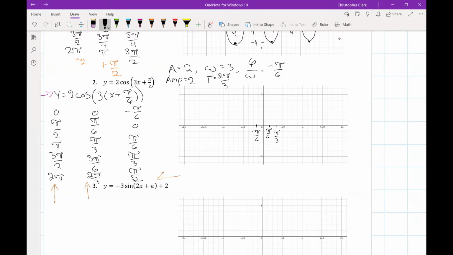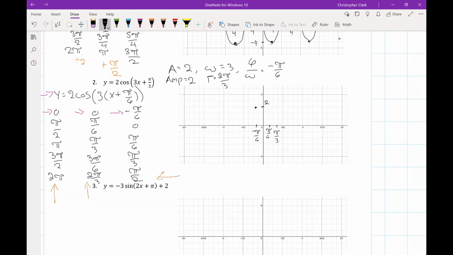So let's look at our first point, 0. Cosine of 0 is normally 1, but now that 0 has been shifted to negative pi over 6. So once we plug negative pi over 6 into our equation, we'll get positive 1. But now, remember, our amplitude is 2. So I'm going to go ahead and write a 2 right here, and it looks like this.